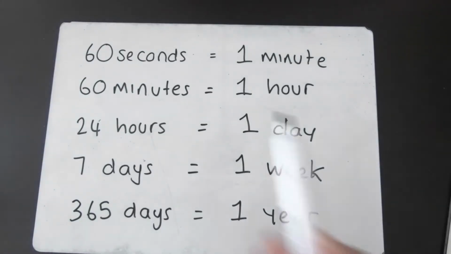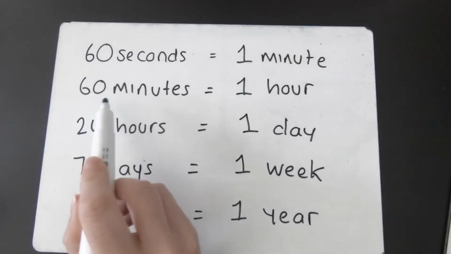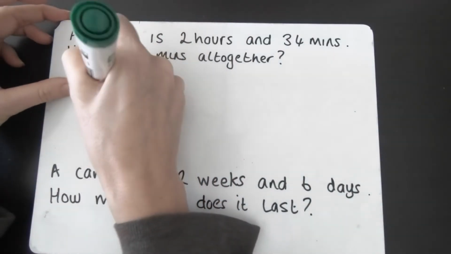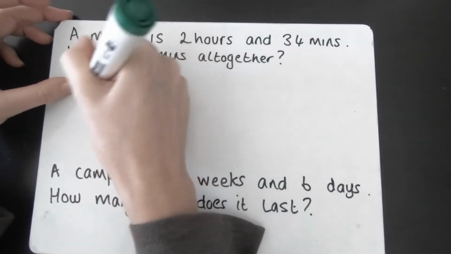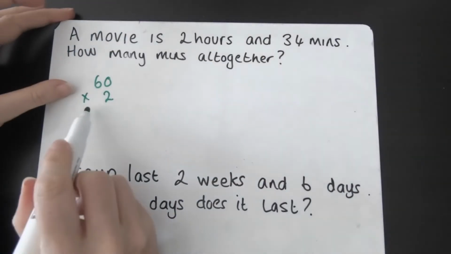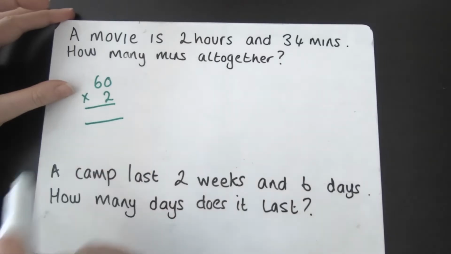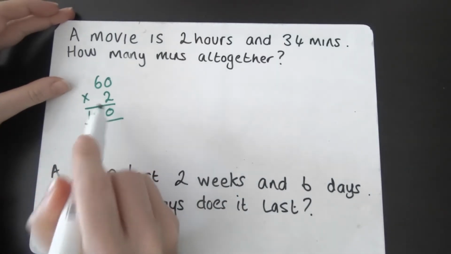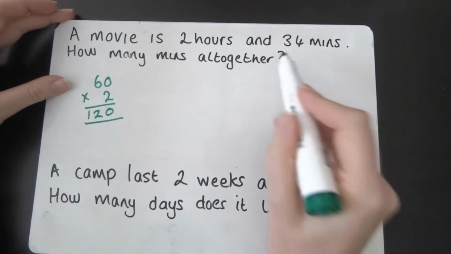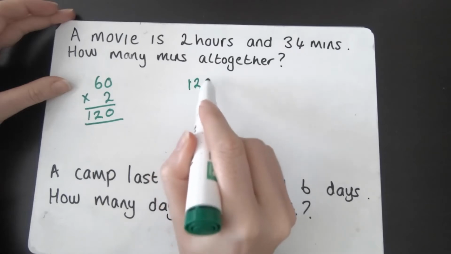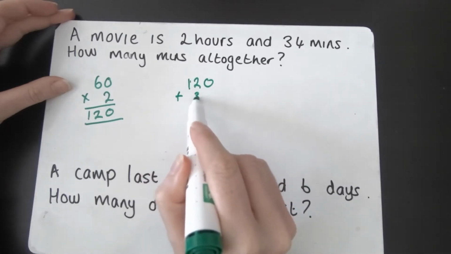1 hour is 60 minutes, and we have 2 hours. So we're going to do 60 times 2. What's 2 times 6? You know this one, nice and quick. 120. Okay, then we're going to have to add on the 34 minutes. So we've got 120, add 34.